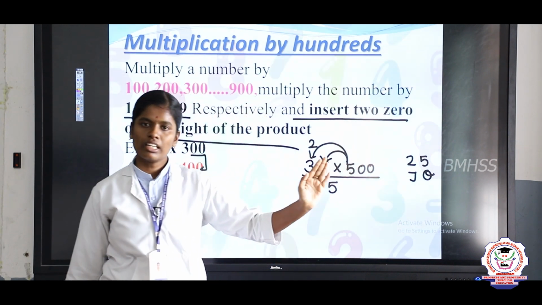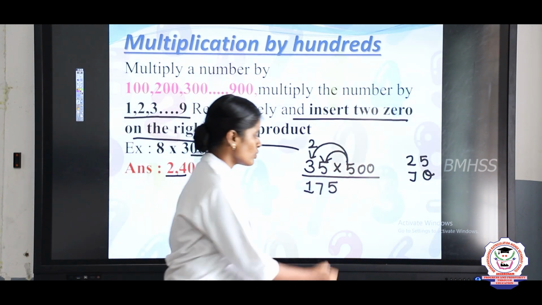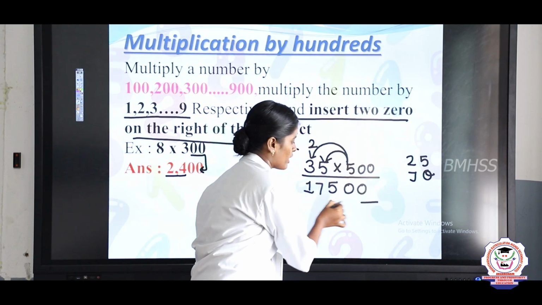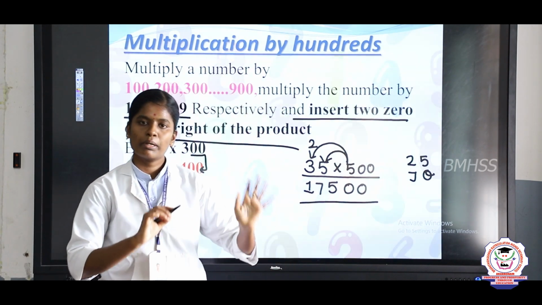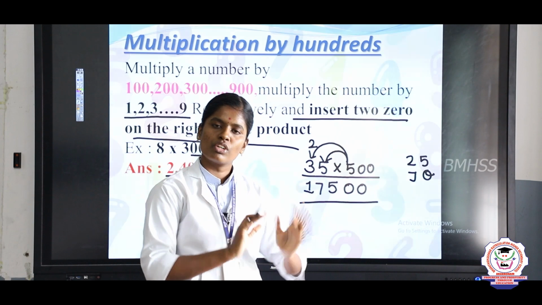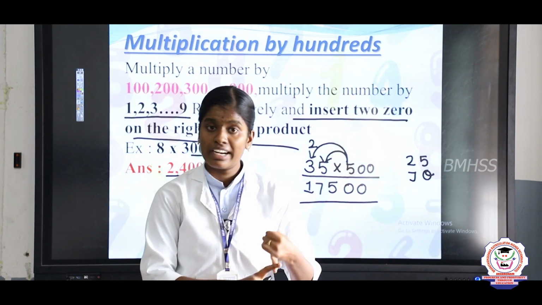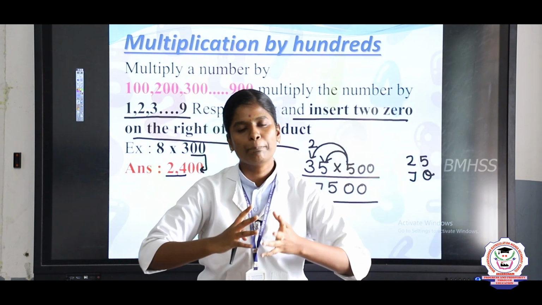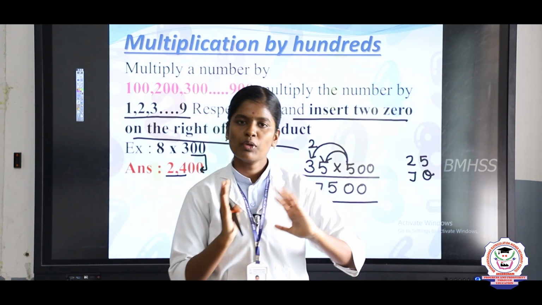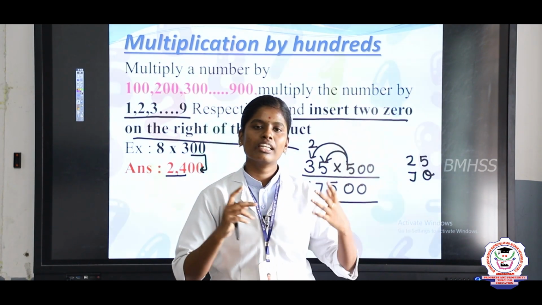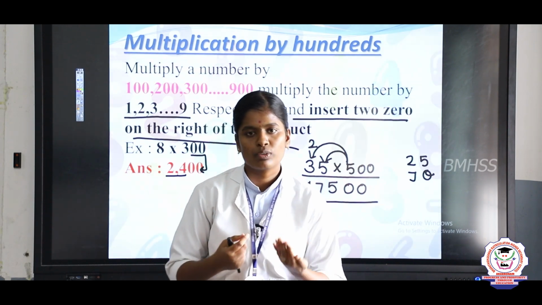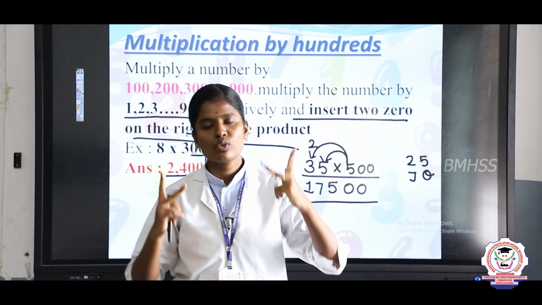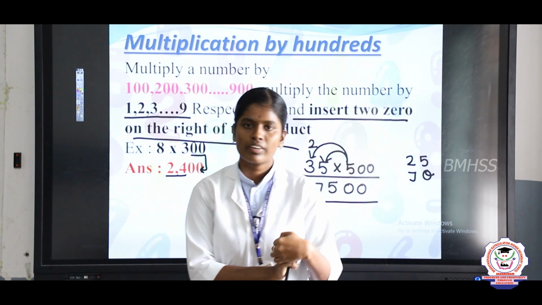And finally, you are going to insert 2 zeros to the right side of the product. So, this is called a number multiplied by hundreds form. Hundreds form means you already know 100, 200, 300, 400, 500 up to 900. First simply you multiply the number, and finally you should insert 1 zero. 1 zero means that is tens form, 2 zeros means that is hundreds form, right.